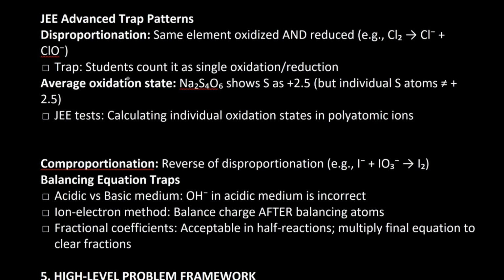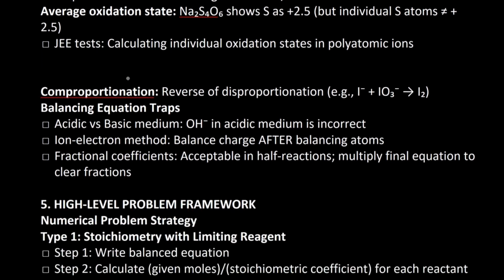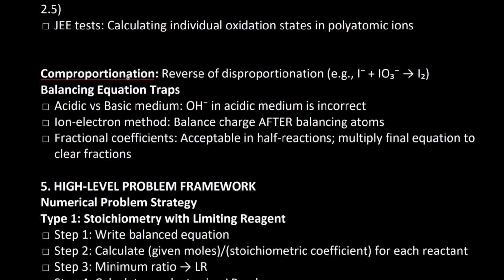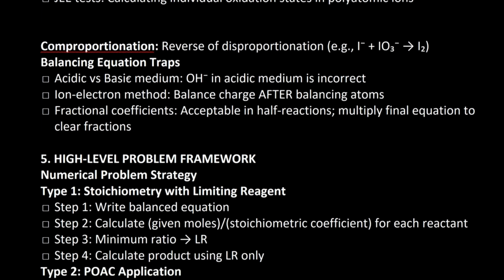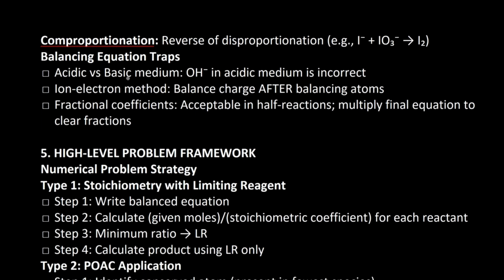products, both the products will have different oxidation states, right? Because this is a disproportionation reaction. And in a comproportionation reaction, again the reactant oxidation state you have to make sure. And whenever you are balancing the equation, OH minus in the acidic medium becomes incorrect, and in the ion electron method, balance the charge after balancing the atoms.